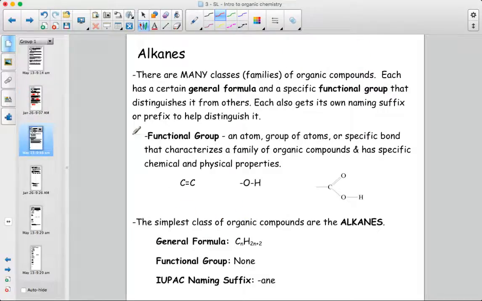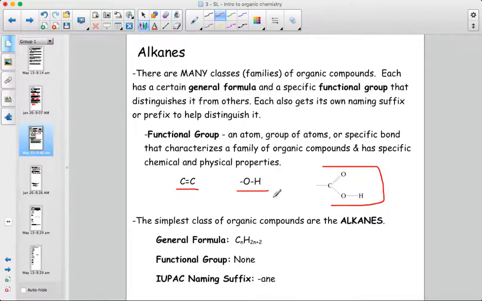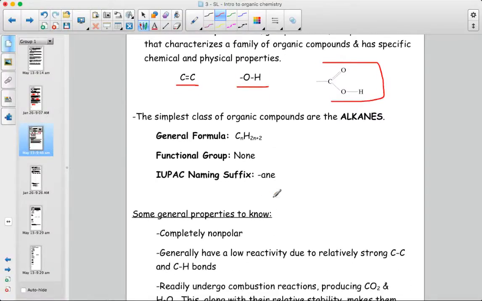Okay, so we're going to start our look at organic chemistry just by focusing on the alkanes. There are lots of different families of organic compounds. They each have their own special general formula and their own specific functional group that distinguishes them from other families of compounds. A functional group is an atom or a group of atoms or a specific kind of bond that characterizes that family and has its own specific properties. So things like carbon-to-carbon double bonds, OH groups, COOH groups, these are different examples of what we're going to call functional groups, and they make compounds belong to different families. So the simplest class of organic compounds are the alkanes.